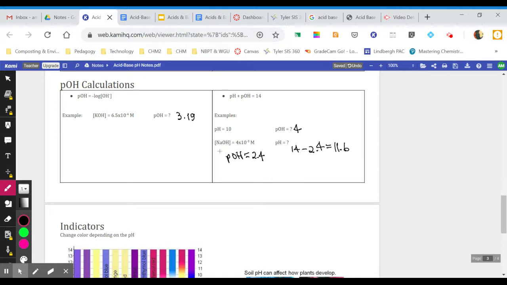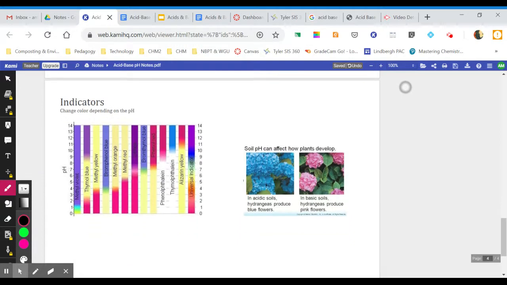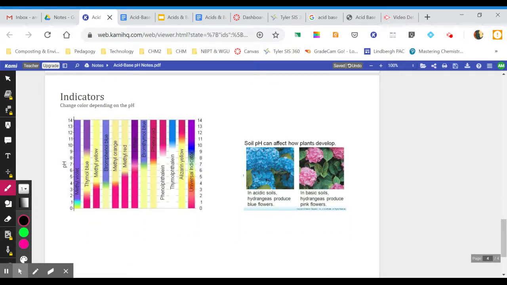So I'll have another video again with some more examples and some practice problems. But I also want to talk about indicators in this video. Indicators are anything that changes color depending on the pH. And so we have lots of indicators that we can use in chemistry.